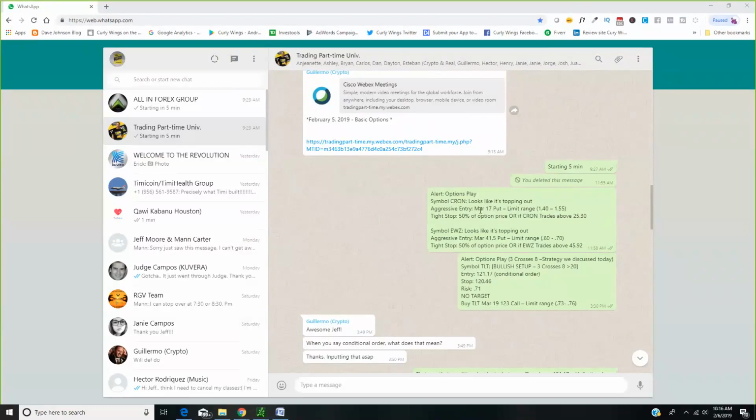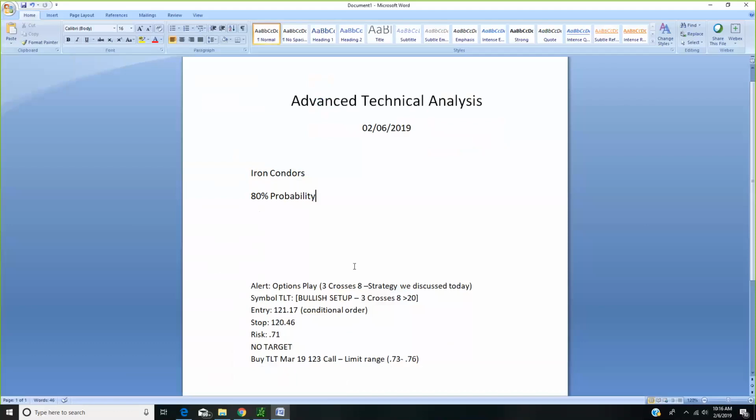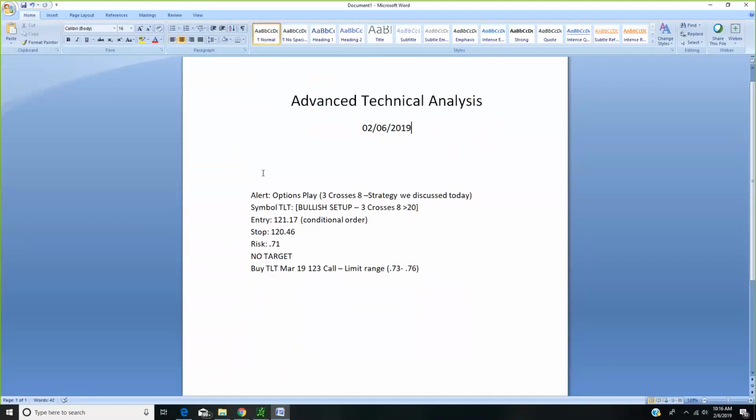So what I was telling you in this was symbol Cron looks like it's topping. March 17 put, limit range 140. Tight stop, 50% on the option, or if Cron trades above. So I put that right here because I want to show you how to do that. Because these are the alerts that I'm going to be sending you, and you don't know what to do with it, okay?